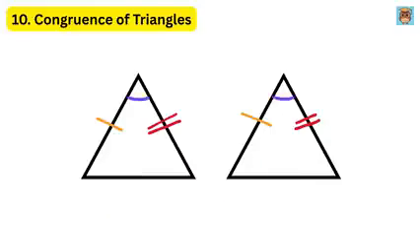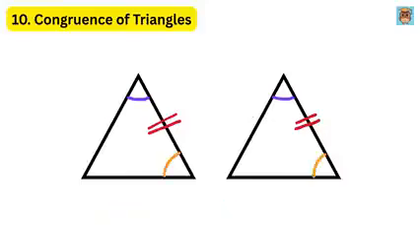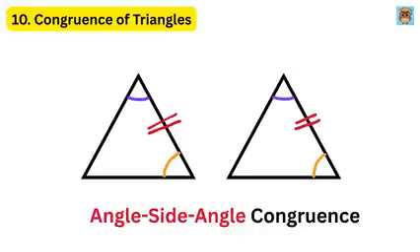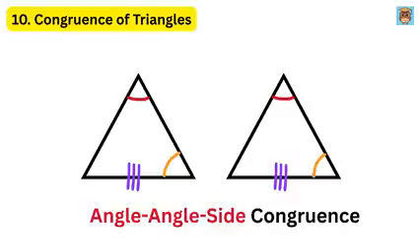If two sides and the angle between them are the same, it is called side-angle-side congruence. If two angles and the side between them are the same, it is called angle-side-angle congruence. If two angles and a side that is not between them are the same, it is called angle-angle-side congruence.